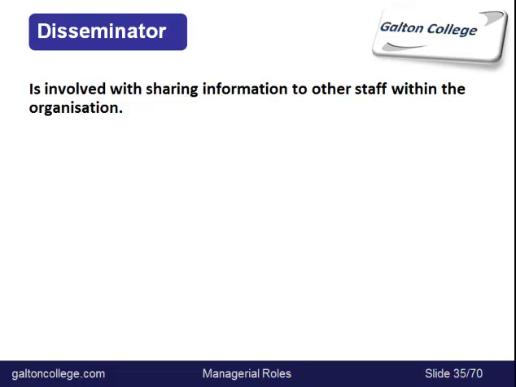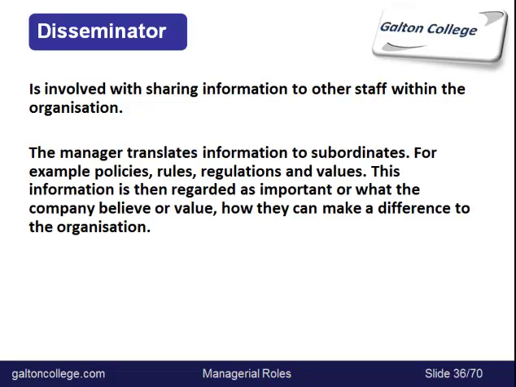The manager is also a disseminator. This means that they are involved in sharing information to other staff within the organisation. They should make information available, information which is understandable. It's been processed, it's been refined, and therefore can be accessed by other members of staff. The manager translates information to subordinates. For example, policies, rules, regulations and values. This information is then regarded as important or what the company believe or value, how they can make a difference to the organisation. So it's important that the manager takes the rules from the senior management and disseminates this amongst the workers, passes it on, interprets it, explains it, has meetings with the workers and explains the policy of the organisation and the direction in which the organisation is moving.